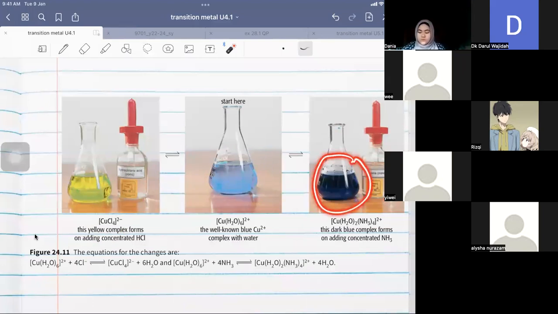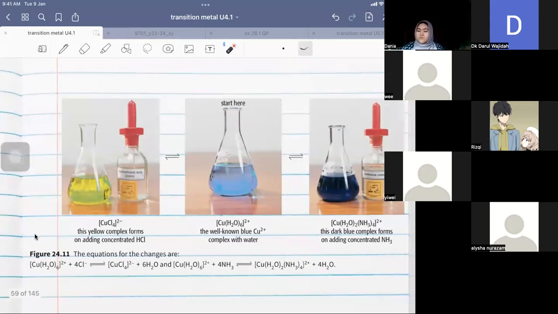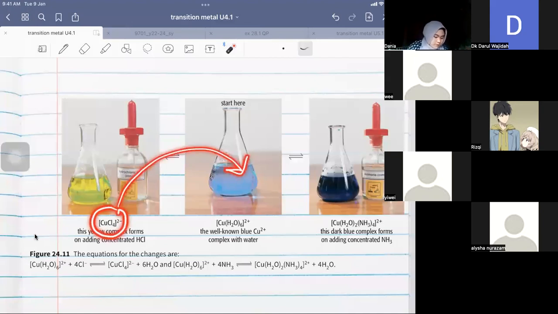If you add dropwise, you will see the precipitate first, and then in excess, the precipitate dissolves to give you that deep blue solution, which has the formula of copper with 4 ammonia ligands and 2 water ligands. Okay, the equation is given here. These are all reversible reactions. So if you add water molecules to CuCl4 2-, then it favors the forward reaction.